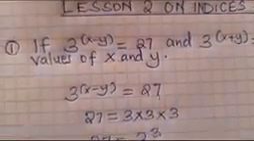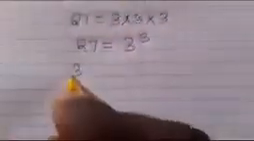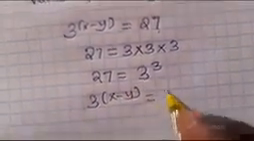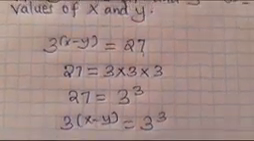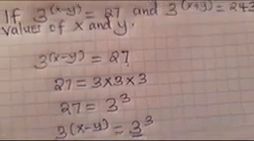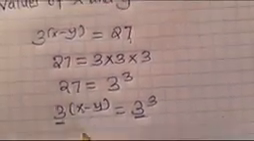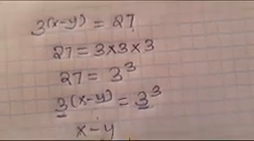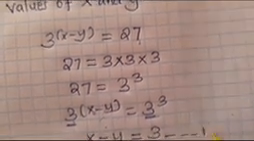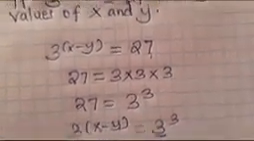So I'm going back to the equation, and we are going to have now 3 power x minus y is equal to 3 power 3. You remember in our last lesson, I said if the bases are equal, then we are going also to say that the powers are equal. So we are going to have x minus y is equal to 3. This now forms the first equation.